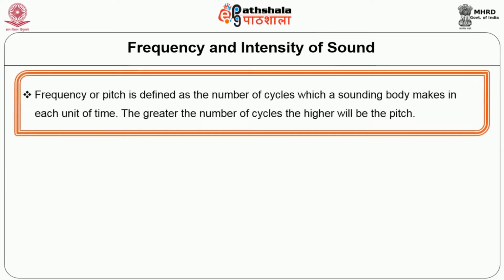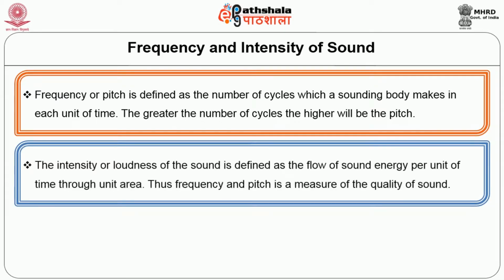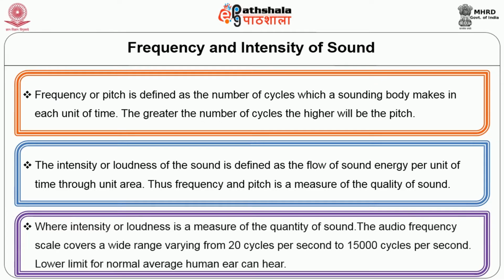Frequency and intensity of sound. Frequency or pitch is defined as the number of cycles which a sounding body makes in each unit of time. The greater the number of cycles, the higher the pitch. The intensity or loudness of sound is defined as the flow of sound energy per unit of time through unit area. Thus, frequency or pitch is a measure of the quality of the sound, whereas intensity or loudness is a measure of the quantity of the sound.